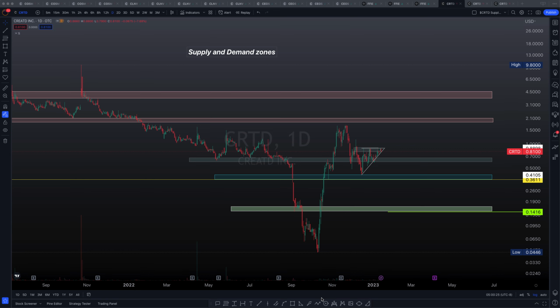Ticker symbol CRTD may be prepping itself for a downside move. Let's go ahead and validate within this session.